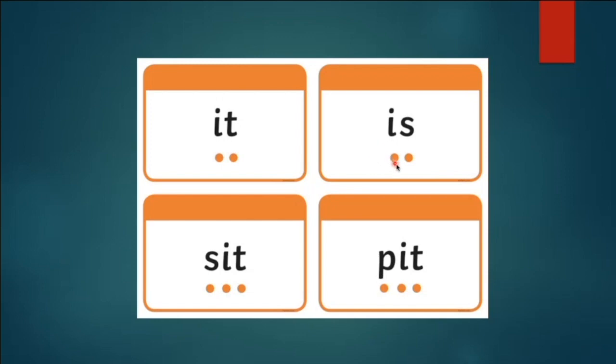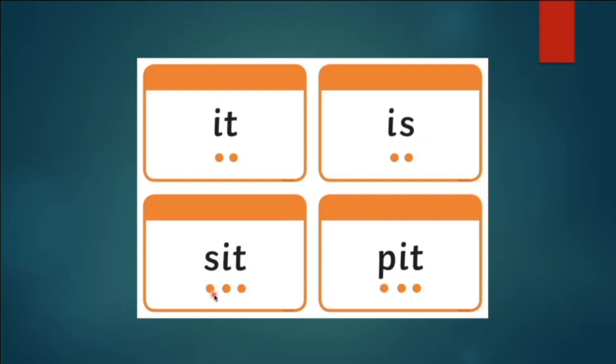Still we have 1, 2. So this word has 2 sounds. Now let's say the sound together. E, s, is. This word is is. You are right. Fantastic, children. Now let's move on to this word.